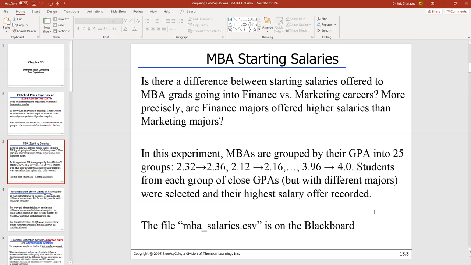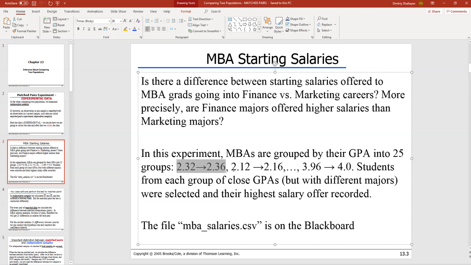We're going to group MBAs into 25 different groups. The first group is people graduating with very close or similar, or exactly the same GPA, and that would be from 232 to 236.